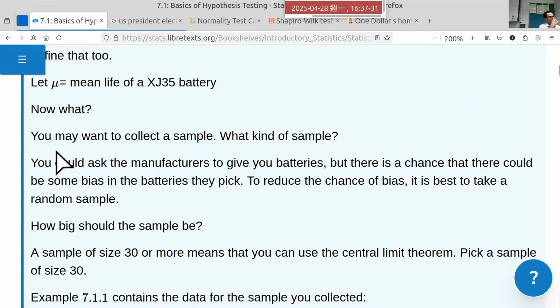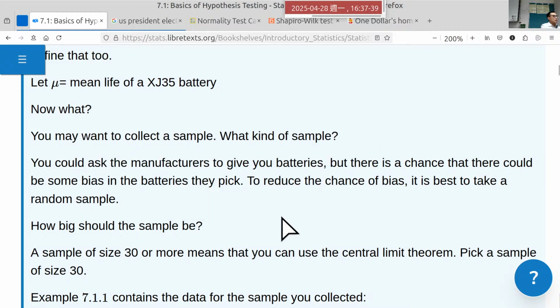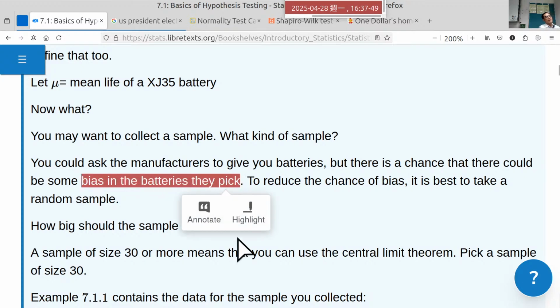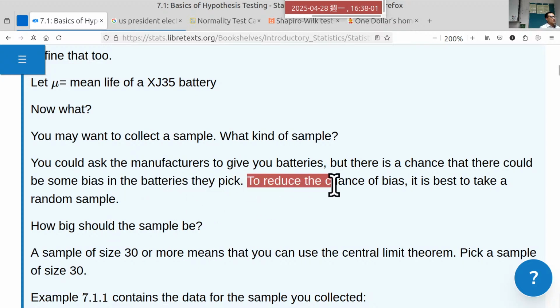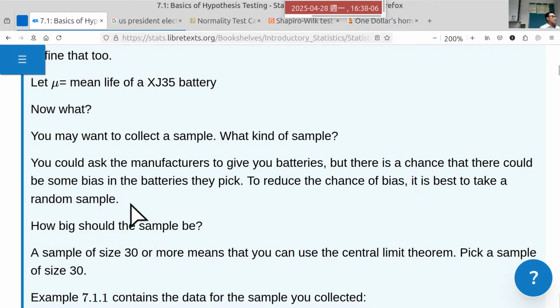Now what? You may want to collect a sample. What kind of sample? You could ask the manufacturer to give you batteries, but there is a chance that there could be some bias in the batteries they pick. Oh, okay, those batteries are for my potential customers, and I will try to pick some strong batteries for them. And it can be a bias. Okay, to reduce the chance of a bias, it is best to take a random sample.